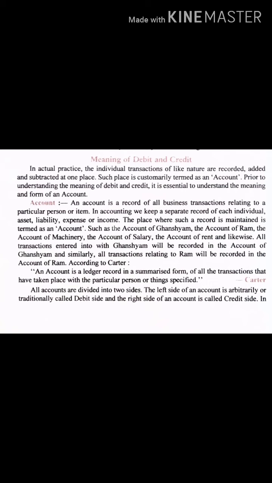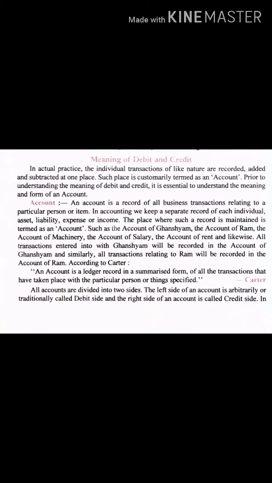All accounts are divided in two sides. The ledger is divided in how many sides? Two sides. The left side of an account is arbitrarily or traditionally called the debit side. Do remember, it is a two-sided T shape. When you divide the account in a T shape, the left side is the debit side and the right side of an account is called the credit side. Clear?